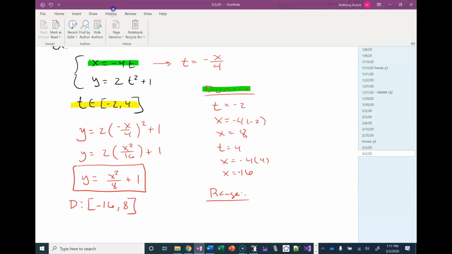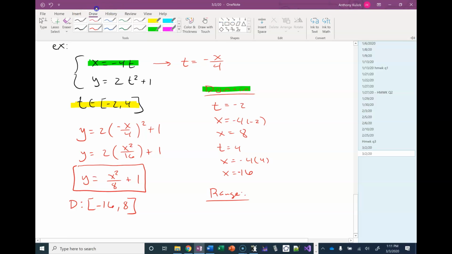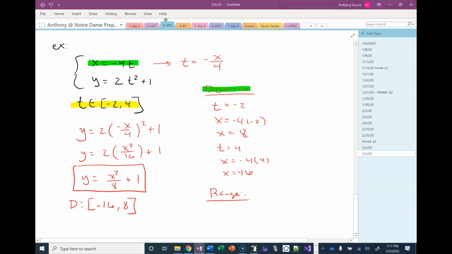Which one of the two parametric equations am I going to use to find the range? The y equation. What kind of equation is y equals 2t squared plus 1? Quadratic. Okay. How do I find the range of a quadratic function?